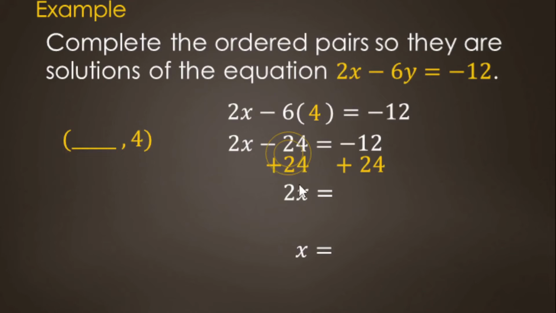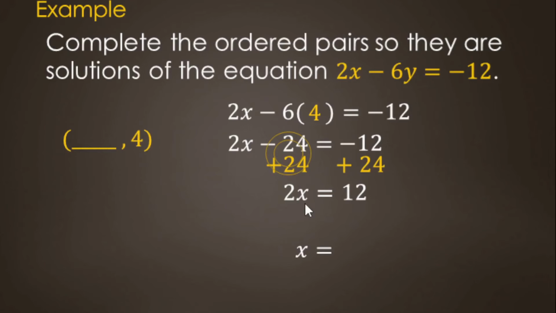Negative 24 plus 24, no more constant term on the left side of the equal sign, and then negative 12 plus 24. Think of this as like you're going to subtract 12 from 24, or you have to pay $12. You have a positive $24 in your pocket, so you're still going to have $12 left over after you've done paying off whatever you owed, right?